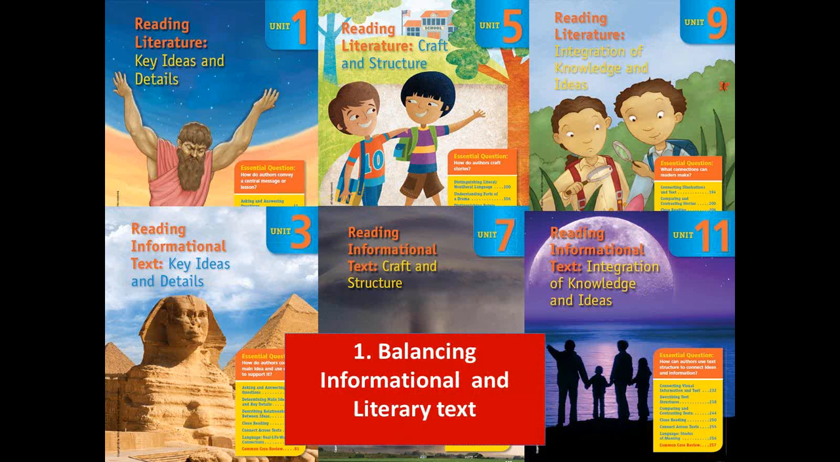The first is the balancing of informational and literary text. A solid and effective Common Core program should cover all of the instructional shifts and 100% of the Common Core State Standards while supporting the teacher and the student. Teachers should feel confident about the text selection and that the balance of informational and literary text is being met. For instance, when you're reading for key ideas and detail standards, you're reading literature and you're reading informational text.